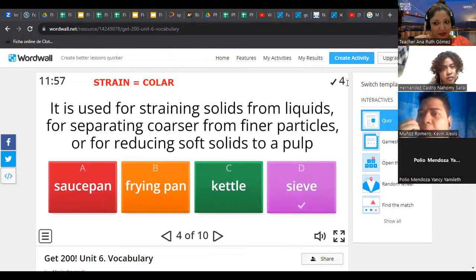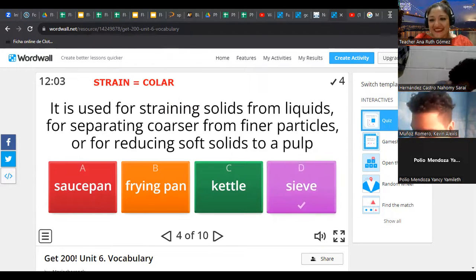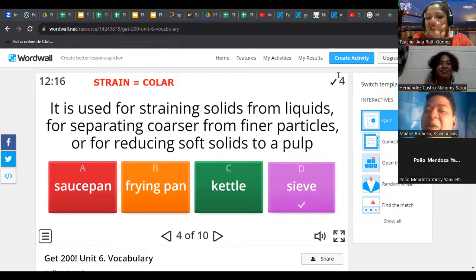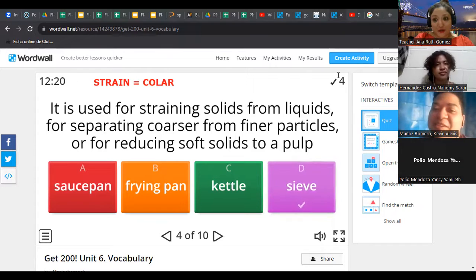Pulp is not pulpo, okay? Pulp is pulpa. Yes, that's right. For example, Kevin, when your mother is preparing atol de elote, you can see the, in Spanish we say el chingaste. Como la bromita, ¿no? Exactly. Okay, in English it is the pulp. All right.